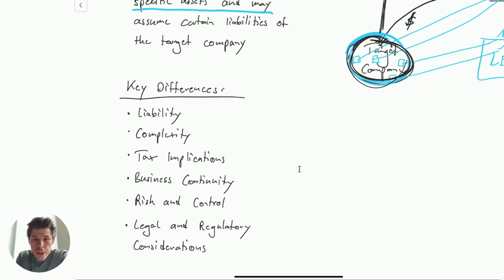There are key differences in terms of liability, complexity, tax, business continuity, risk control, legal and regulatory considerations. In summary, there's no best way. It really depends whether you look from a seller perspective or from a buyer perspective. It depends on whether you talk about many assets or whether you talk about a small company.